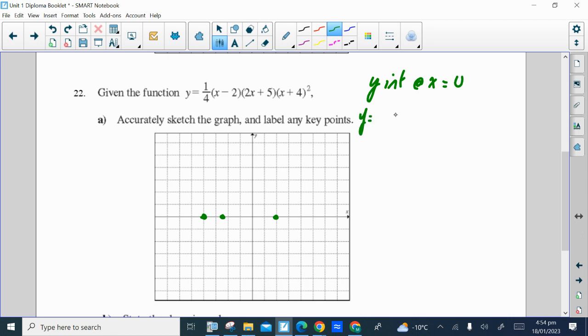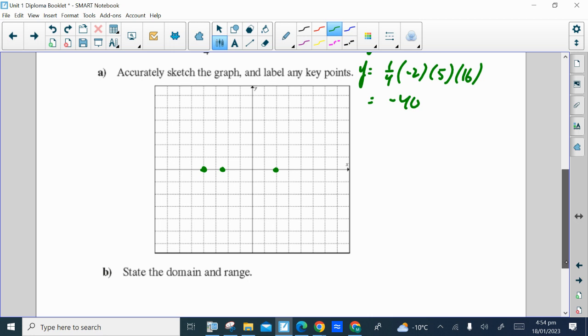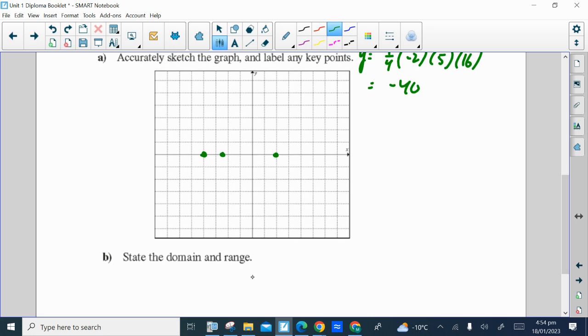So if I let x equal 0, 0 take away 2 is -2. 2 times 0 plus 5 is 5. 0 plus 4 is 4. Squared is 16. So I think that's going to give us -40. Let's just do 1/4 of 16, which is 4, times -2 is -8. Yeah, -40. We don't really have room on this graph for our y-intercept, but it's going to be way, way down at the bottom.